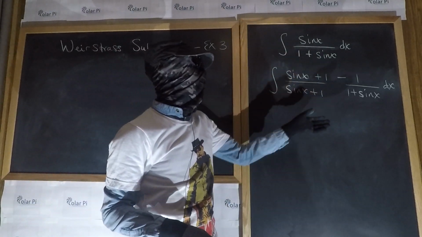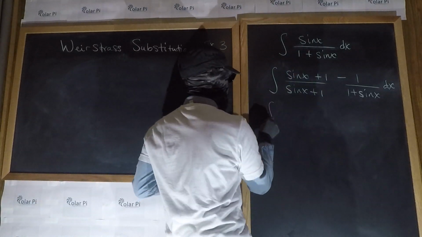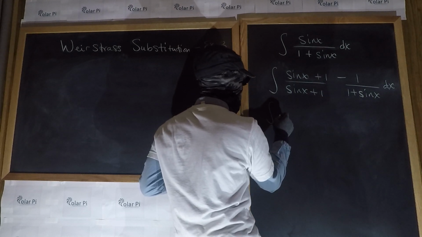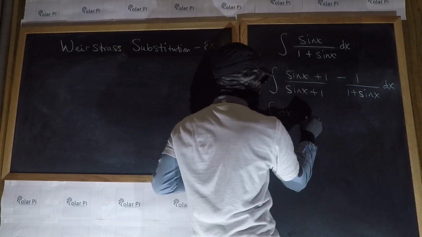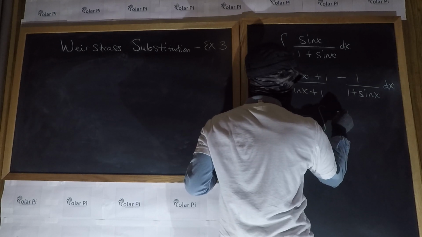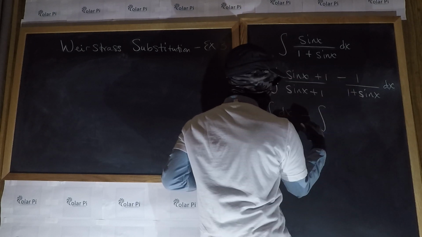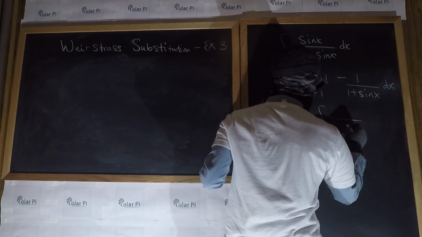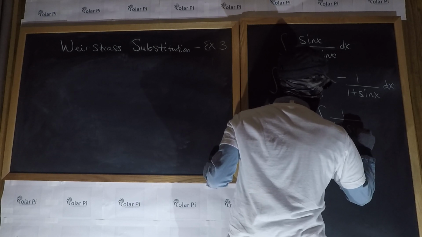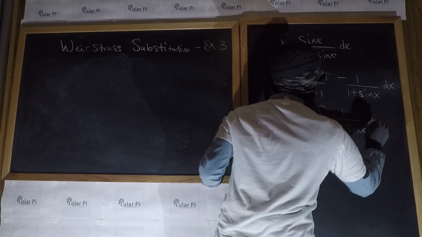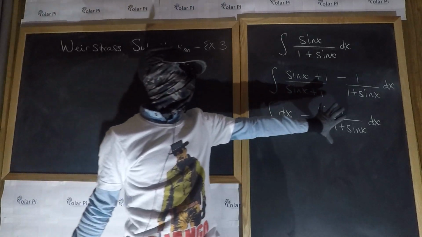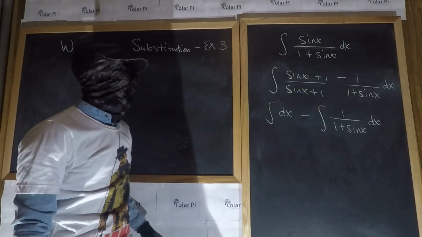And so we can split this into two integrals, where the first integral is the integral of 1 dx, or simply the integral of dx. And the second integral is, so minus, that's the minus sign, the integral of 1 over 1 plus sine x dx, like that, right? And it is here where we're going to need the Weierstrass substitution.